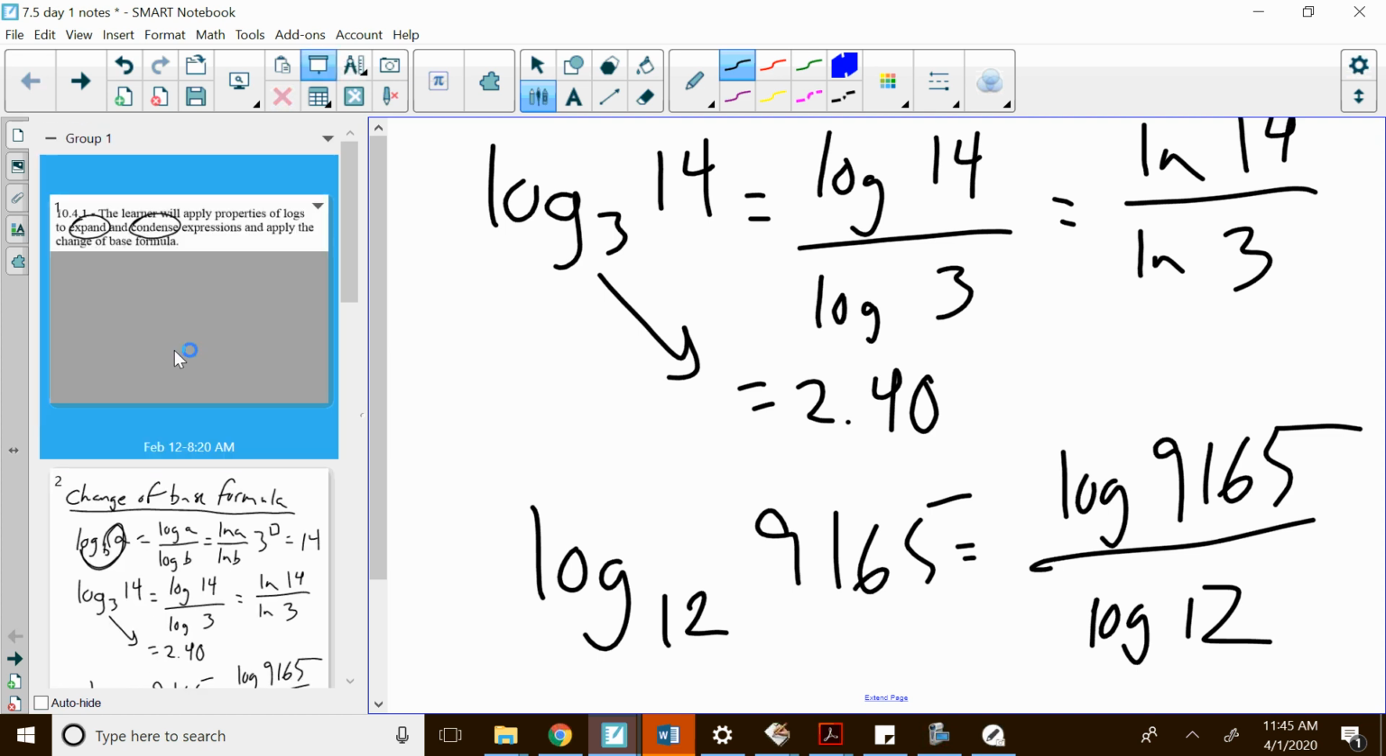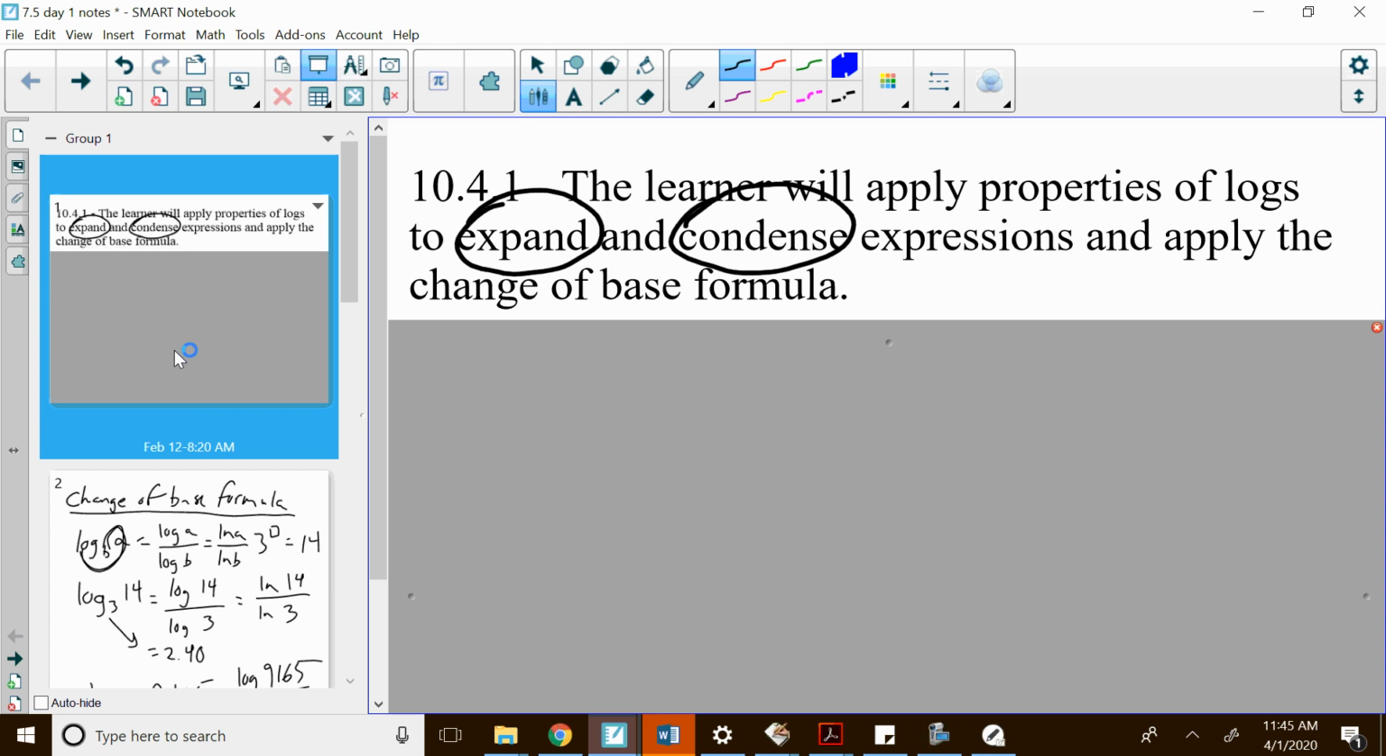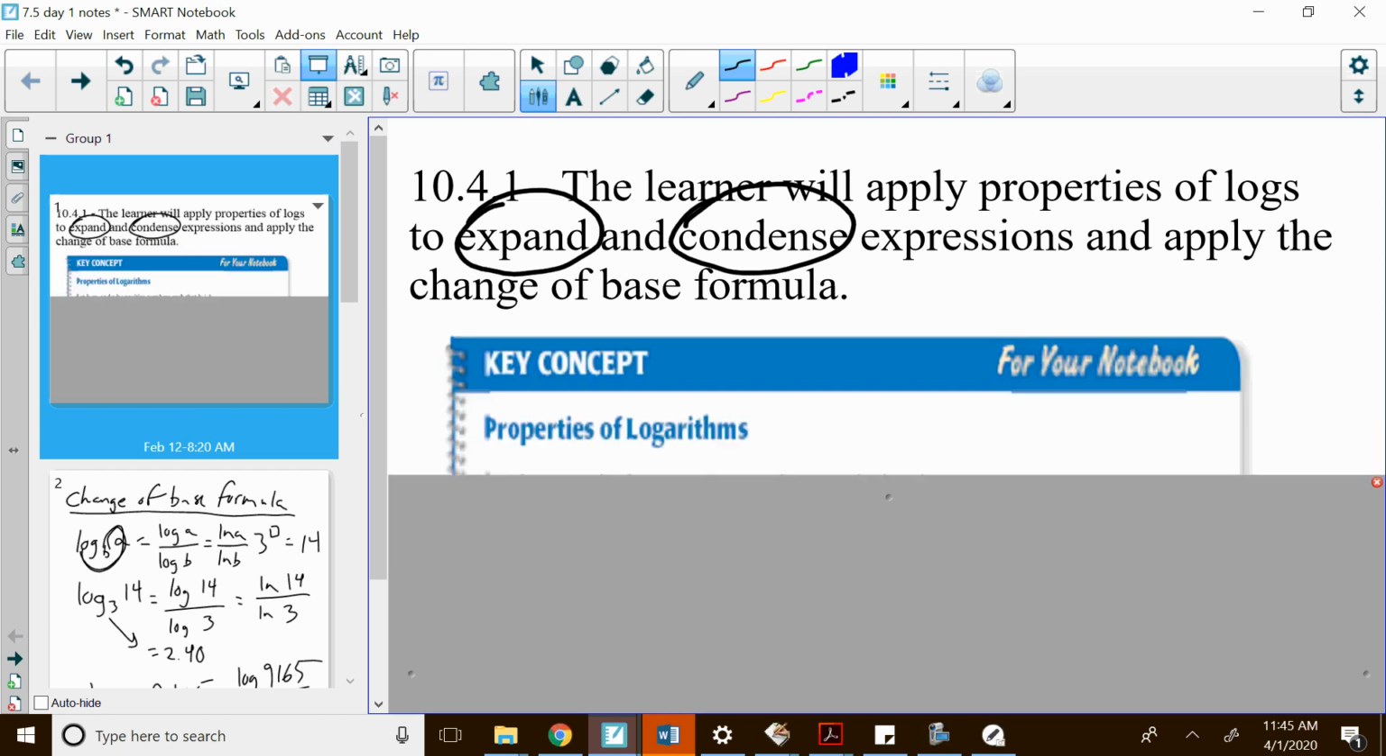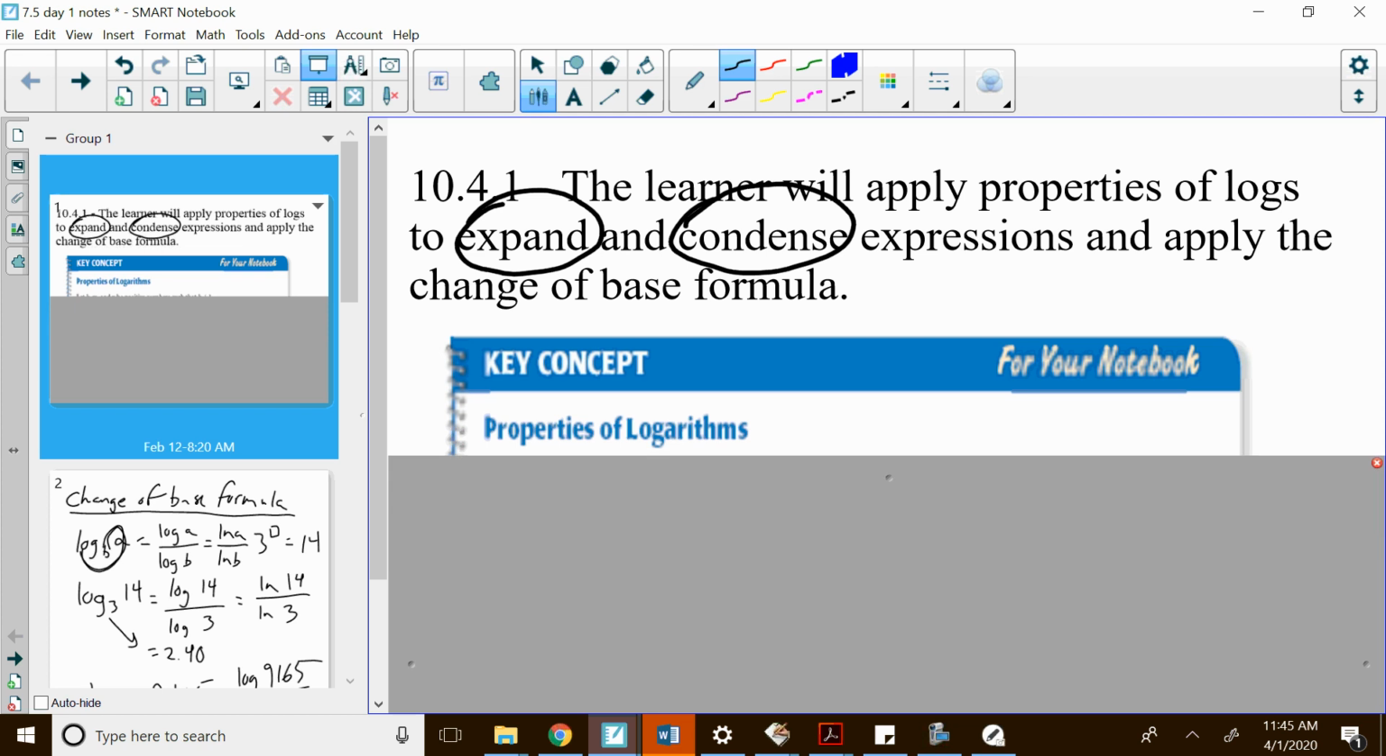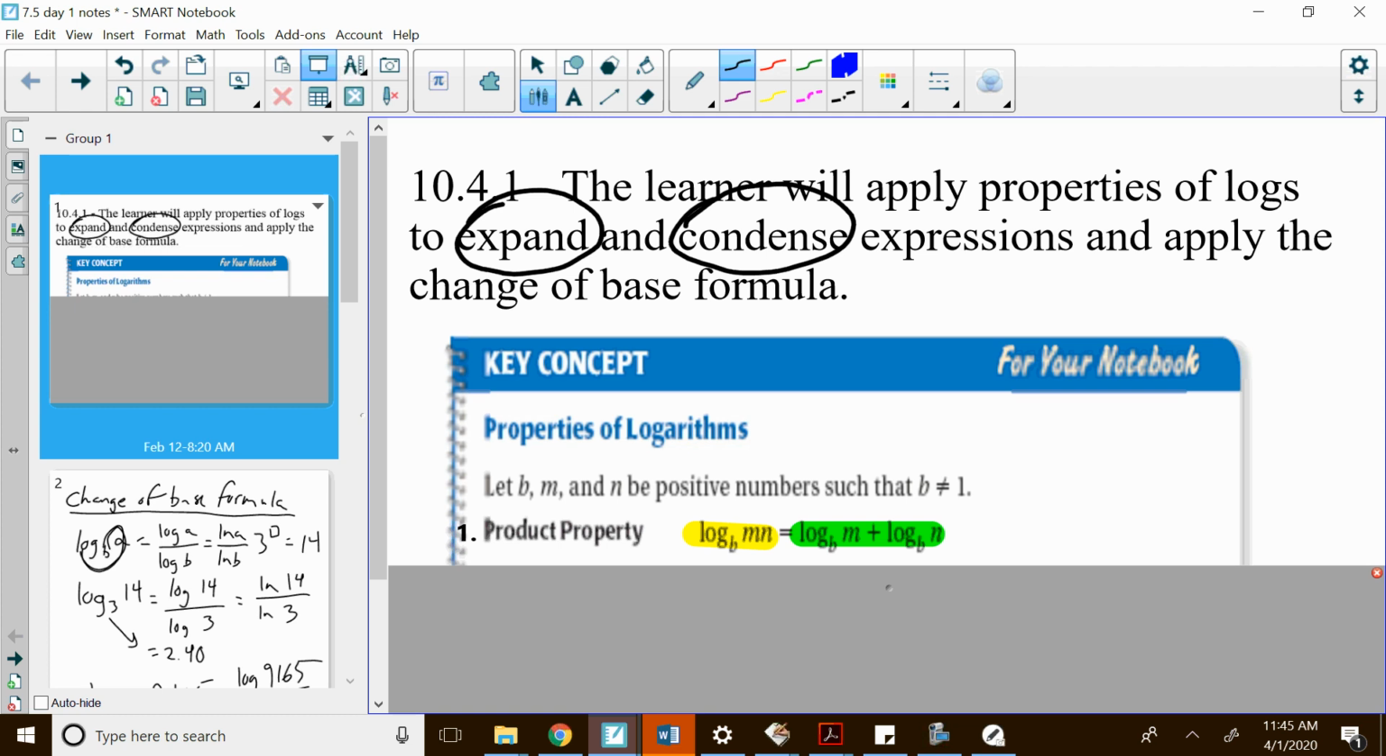Now let's get to what this expanding and condensing expressions is all about. So we actually have three properties of logs that I want you to write down today. Starting with number 1, it's called the product property. As it turns out, if you had the log base b of m times n, so there was a couple things as a product inside what we're taking the log of, you can actually separate this out, and that would be the log base b of m plus the log base b of n.